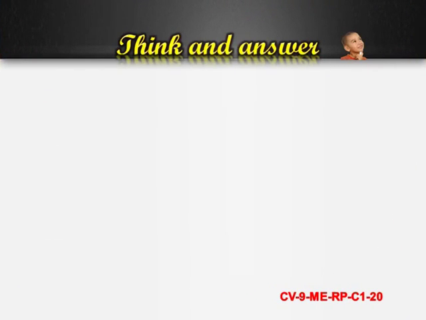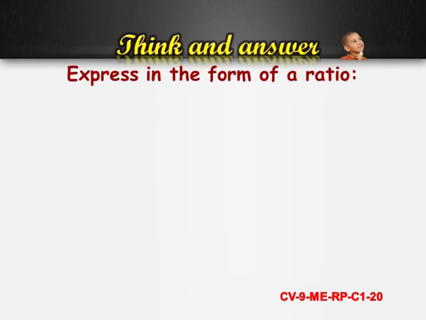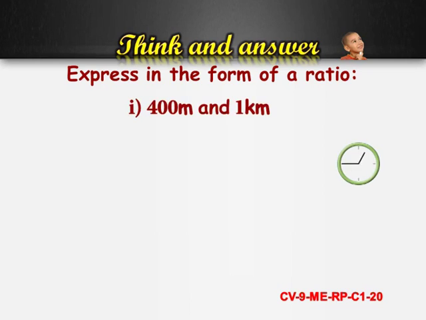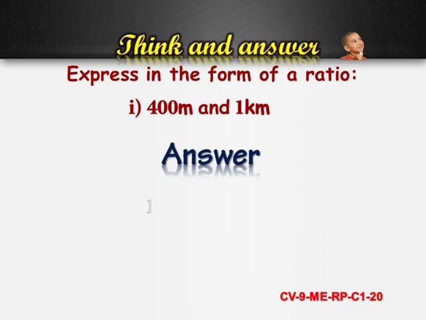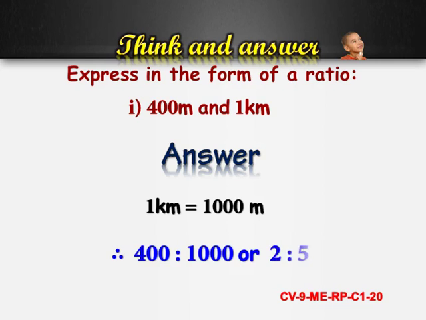Think and answer. Express in the form of a ratio. Question number 1. 400 meters and 1 kilometer. Here is the answer. 1 kilometer is equal to 1000 meters. Therefore, the ratio is 400 is to 1000 or 2 is to 5.